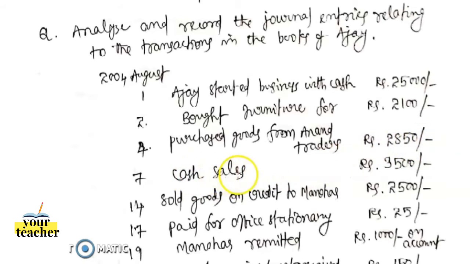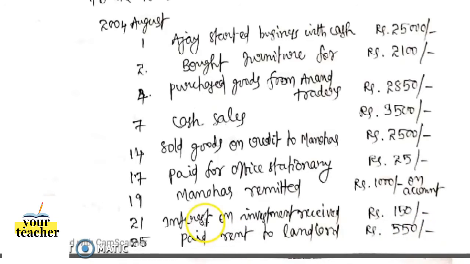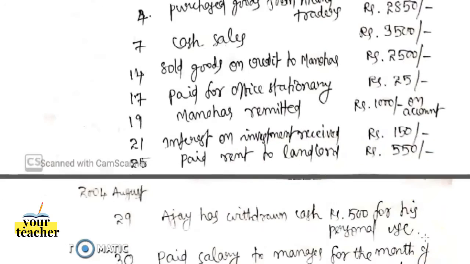Then on 7th, cash sales rupees 3,500. On 14th, goods sold on credit to Manohar rupees 2,500. On 17th, paid for office stationery rupees 25. On 19th, Manohar remitted rupees 1,000 on account. Then on 21st, interest on investment received rupees 150. On 25th, paid rent to landlord rupees 550.